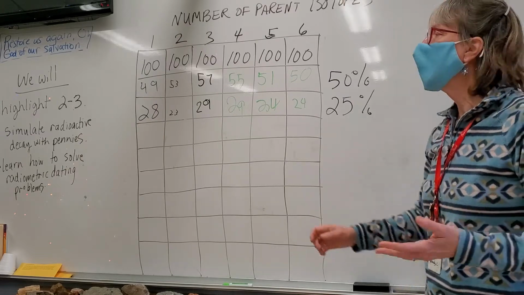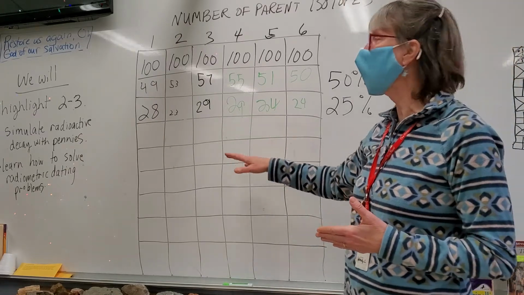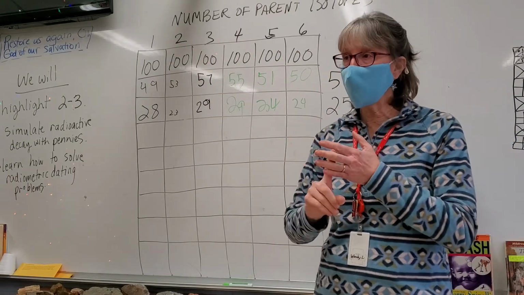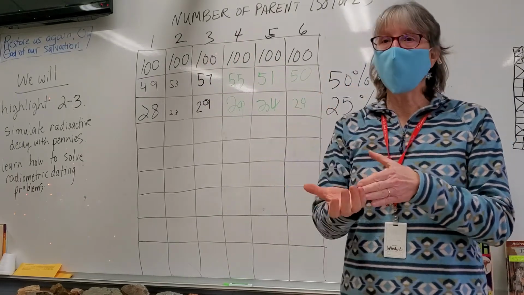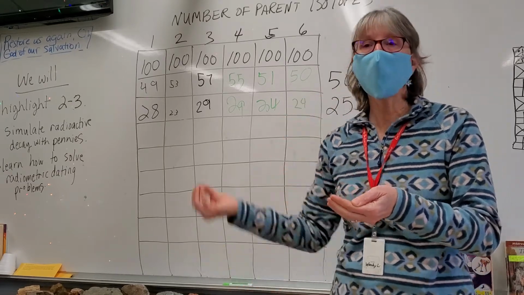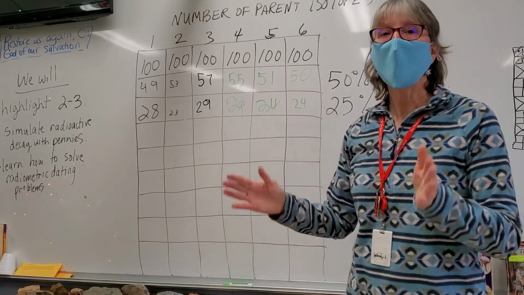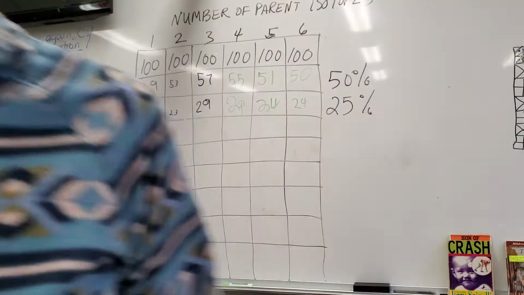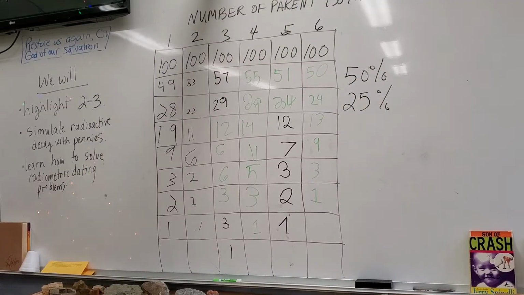From here on out, you're going to repeat the procedure until you run out of pennies. Let's review what you got to do. You shake out the parents, count only the parents, record, and then put the parents back in and keep shaking and recording. Go.